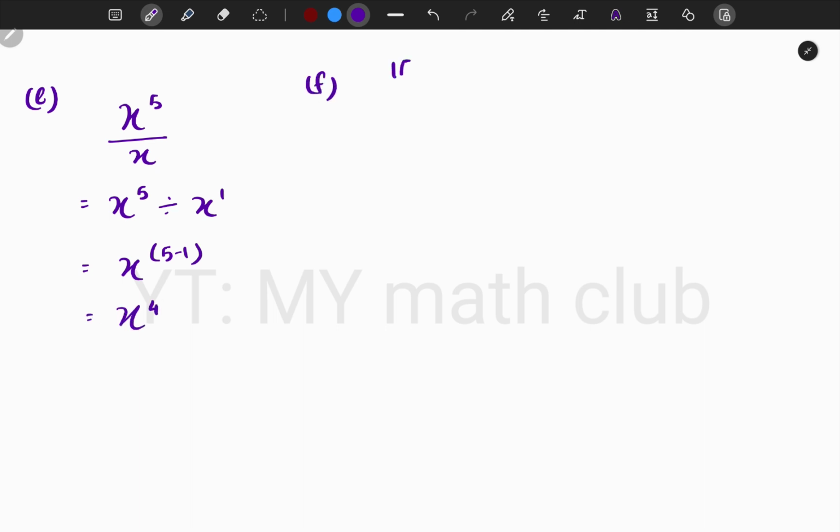Question F. 15x cubed divided by 5x cubed. Remember we mentioned before that all of the numerator will be divided by all of the denominator. And in this case, we can break it down so that the coefficients of x, which is 15 and 5, divide by each other, so 15 divided by 5. And then x cubed is also divided by x cubed.